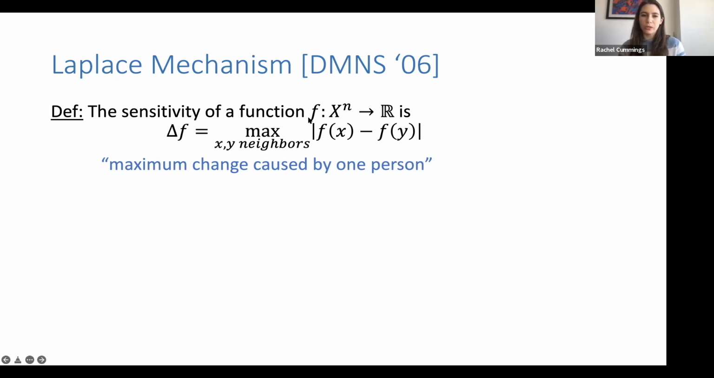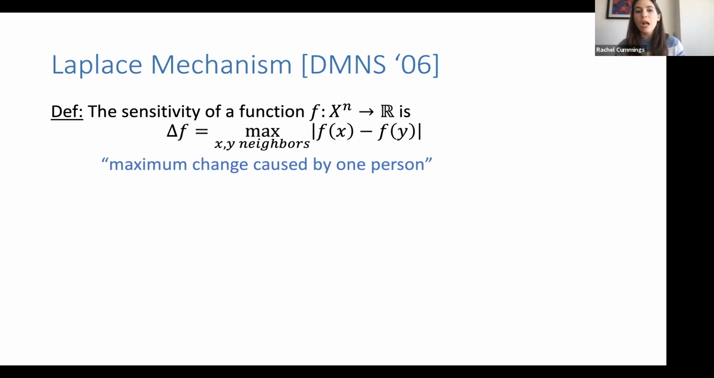Importantly, we're going to be looking at real valued functions for now. On the next slide, we will think in a more broad sense, but at least on this slide, we're going to be talking about real valued functions. We will denote this delta f, and this is going to be defined as the maximum absolute difference of the function value when evaluated on two neighboring databases that are the same except for one person's data. So you're going to think, what is the maximum change one person's data can cause?